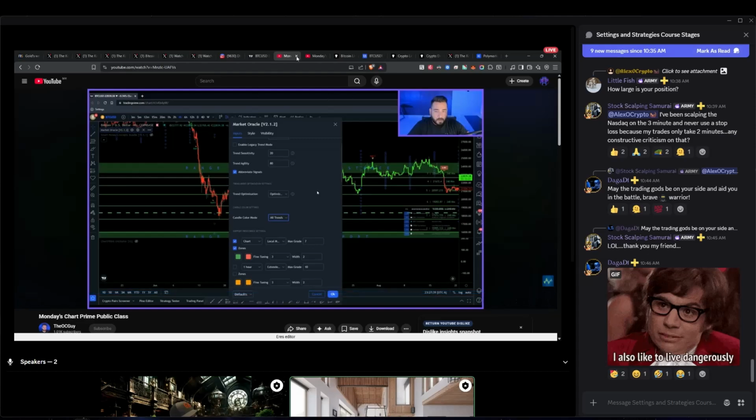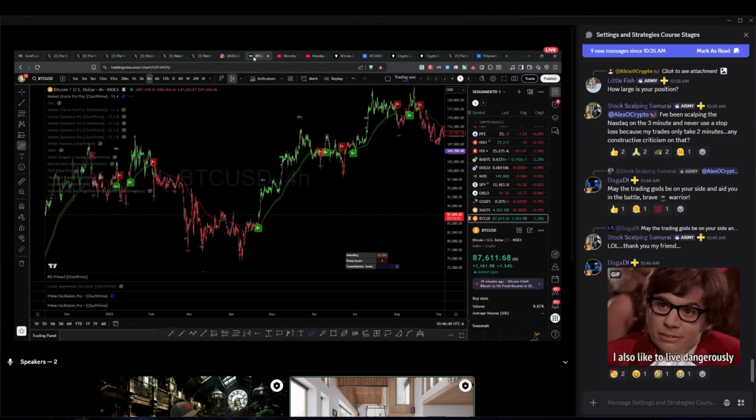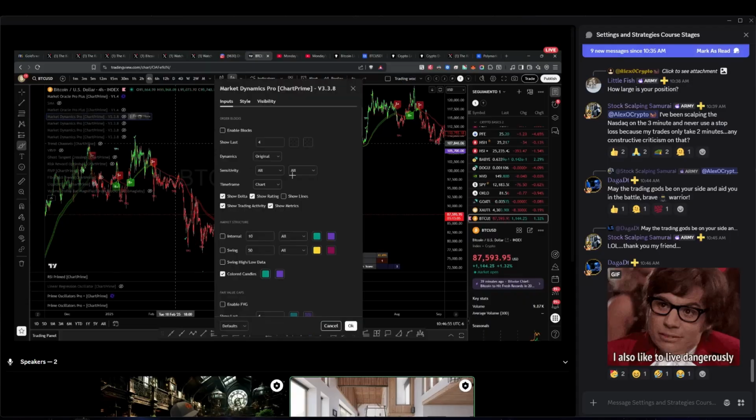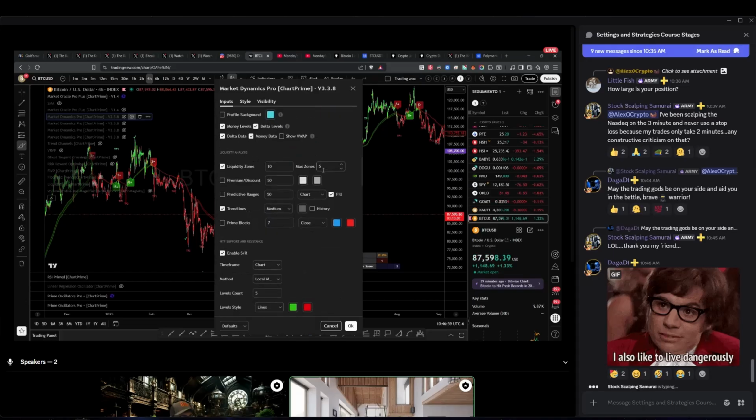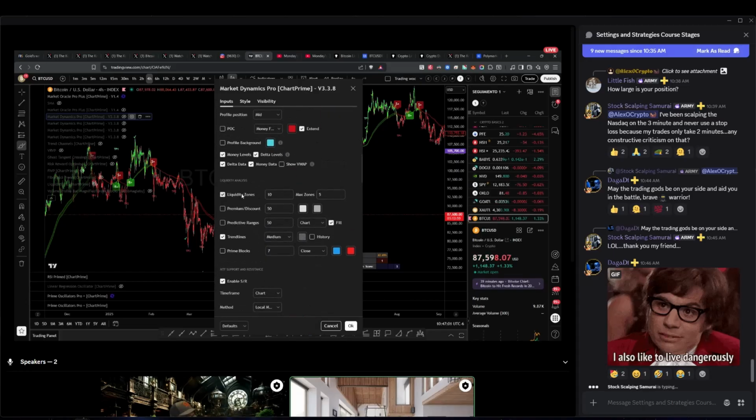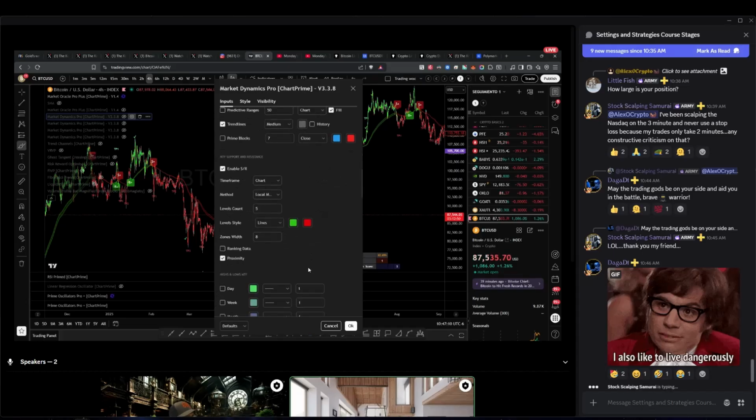All right. And then the next thing is your smart money concept. Smart money concept is no longer a standalone indicator. It's part of your Market Dynamics Pro. Inside of your Market Dynamics Pro, you're going to find your order blocks, right? You're going to find your liquidity zones. You're going to find your trend lines, your predictive ranges, your prime blocks, and your support and resistances.